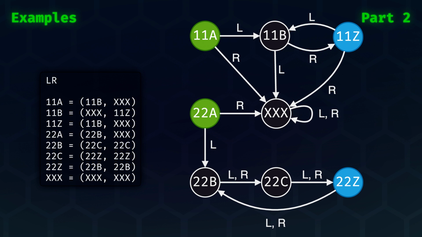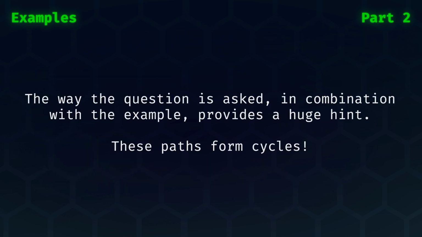Now, I want to point out that the description in this video is maybe a bit on the short side, but especially if you read the problem description on adventofcode.com, then the way that the question is asked, in combination with the example which we just visualized, provides a huge hint to today's solution for part 2. Specifically, these paths form repeating cycles. Let's use that to our advantage in today's solution.